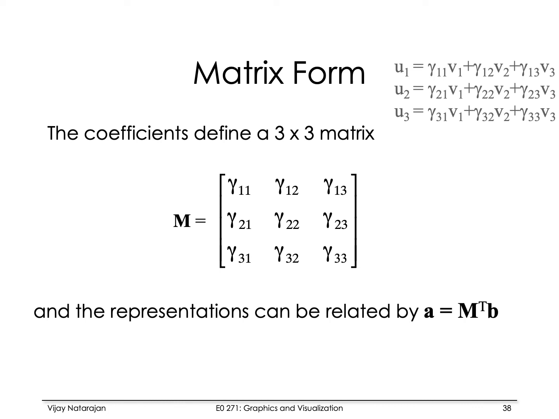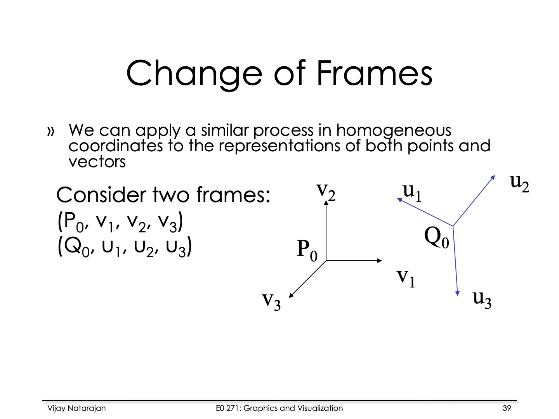So if we have a point or a vector which is represented using the basis v sub i's, then we can now represent it using the basis u sub i's in this way. All we need is the matrix that transforms one basis into the other. This analysis works exactly the same way for change of frames.